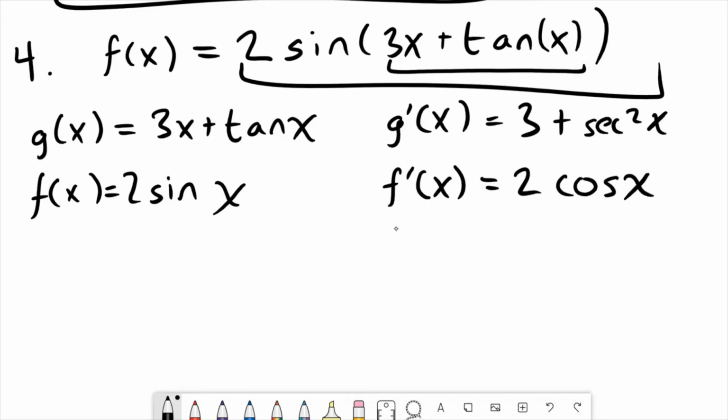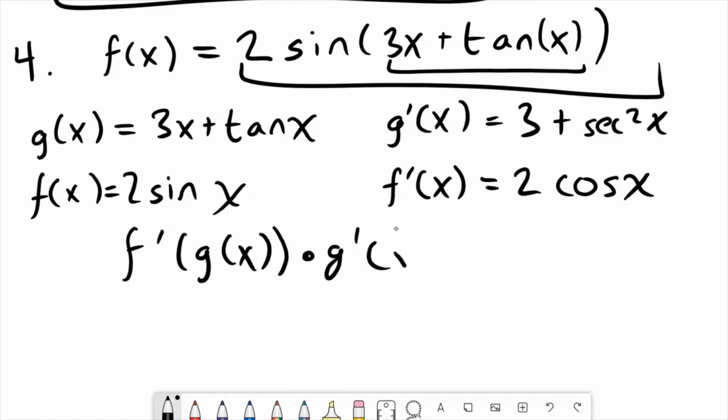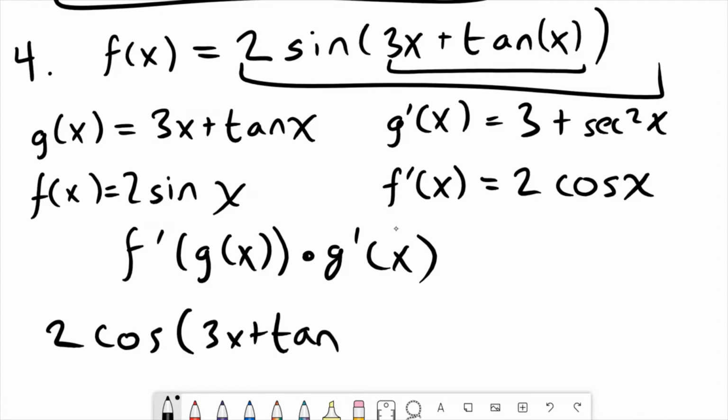And now we just fill it into that formula, right? I'm going to write it every single time just to remind everyone what this formula says. And now I just fill it in. So 2 cosine of the inside, which is 3x plus tangent of x. There we go. Times the derivative of the inside, which is 3 plus secant squared of x.